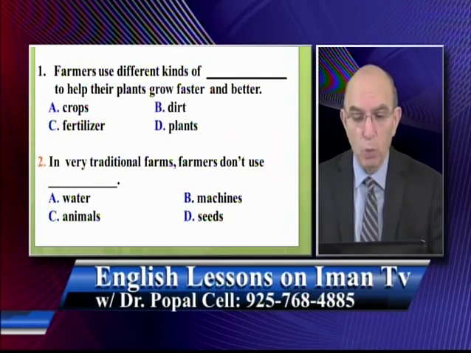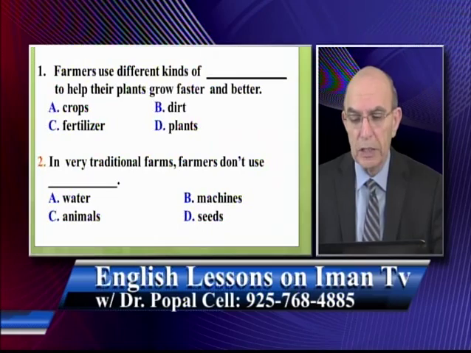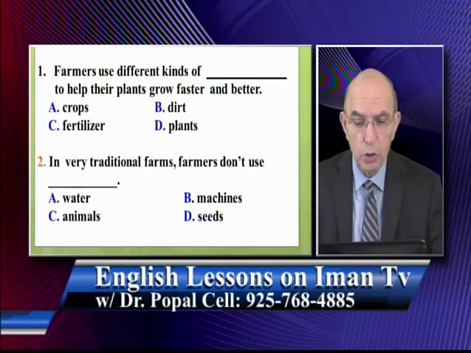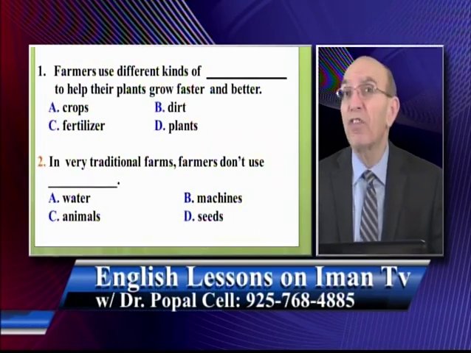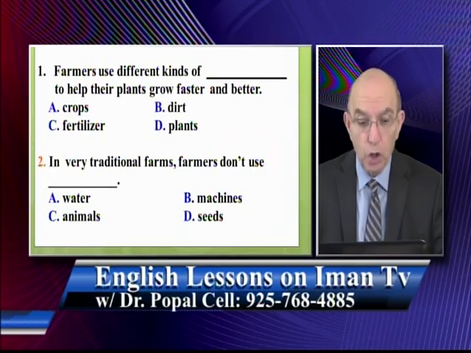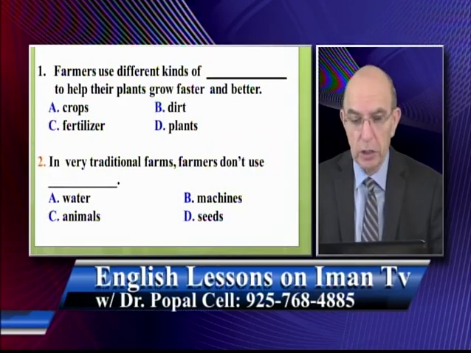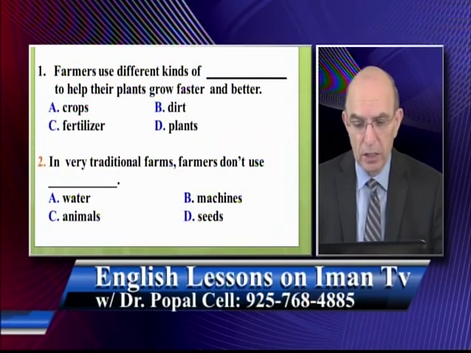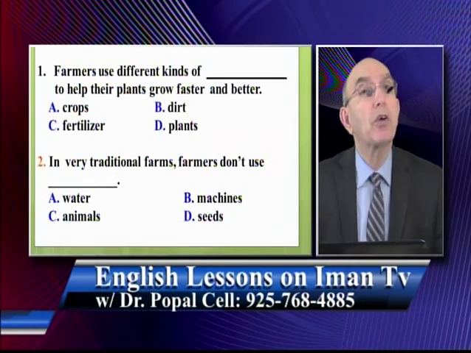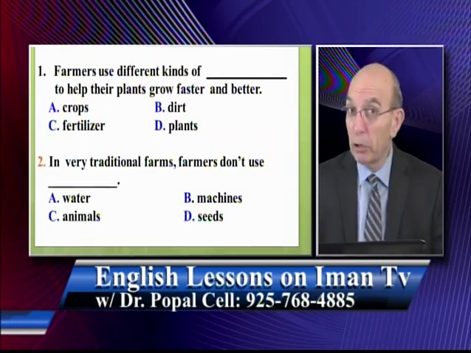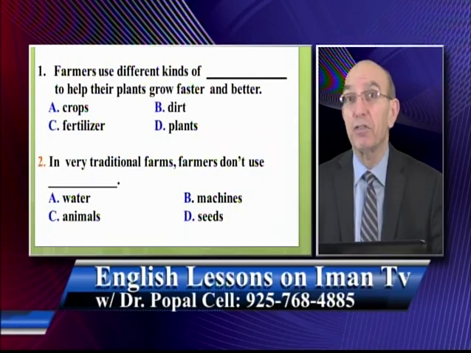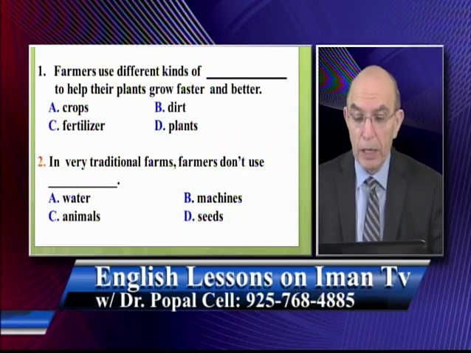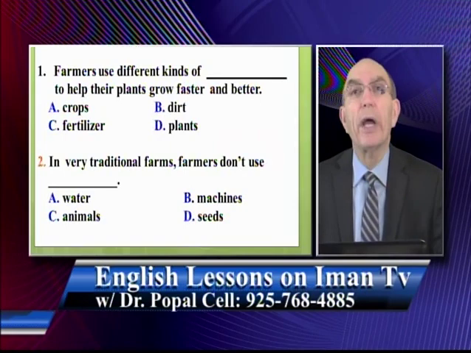So question number 1. Farmers use different kinds of blank to help their plants grow faster and better. What word will fit here better? A, crops. B, dirt. C, fertilizer. D, plants. Which one is the correct answer? Let me read the sentence again. Farmers use different kinds of what? Different kinds of crops, different kinds of dirt, different kinds of fertilizer, different kinds of plants to help their plants grow faster. What's your answer?